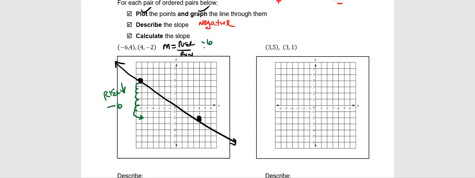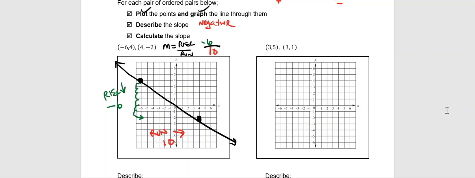I'm now going to continue from there, and seeing that I'm aligned vertically with that point that I started from, I'm going to start from that location, and I'm going to run horizontally. 1, 2, 3, 4, 5, 6, 7, 8, 9. I'm going to run until I hit that point. It looks like I've run 10 spaces. Now notice I ran, or my run was to the right, which means it's positive 10.